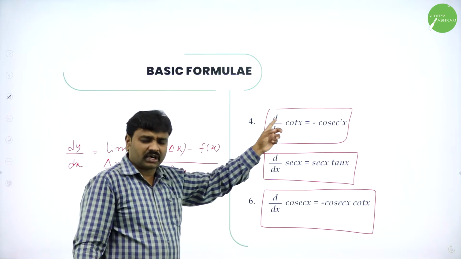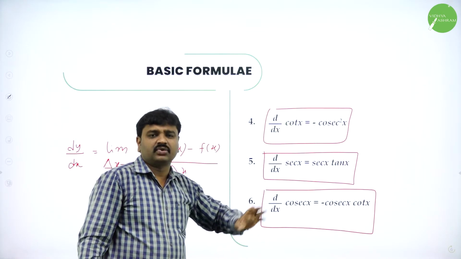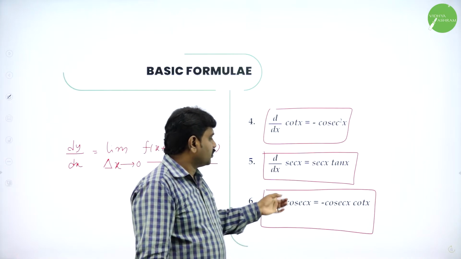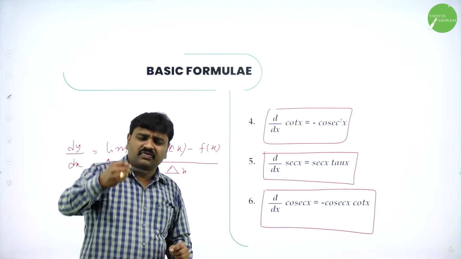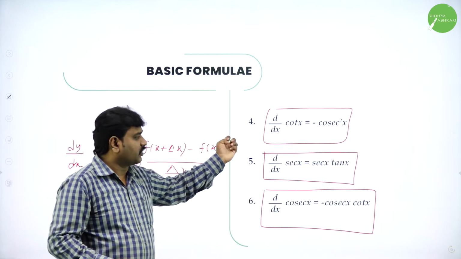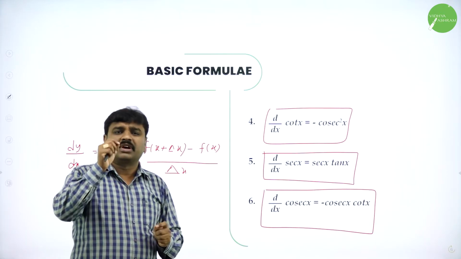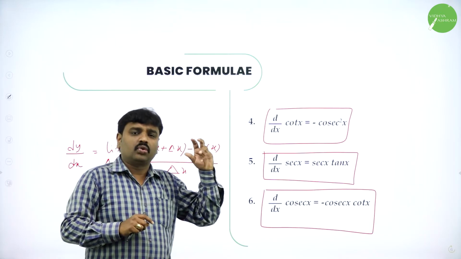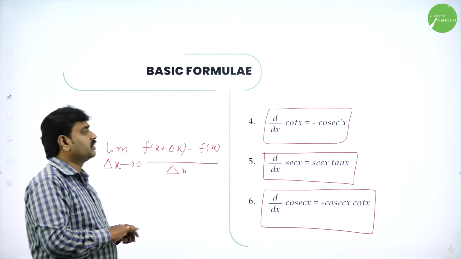What is d by dx of cot x? Minus cosecant square x. D by dx of secant x is secant into tan. D by dx of cosecant x is minus cosecant into cot. So in today's session, all the formulas are listed and I am repeating them so that you will write them down and become thorough with them. Then I will show how to apply them, and in my next session we will start with the exercise problems.